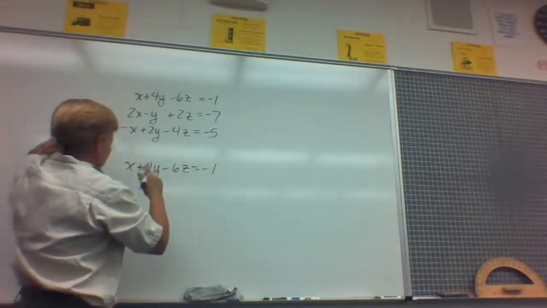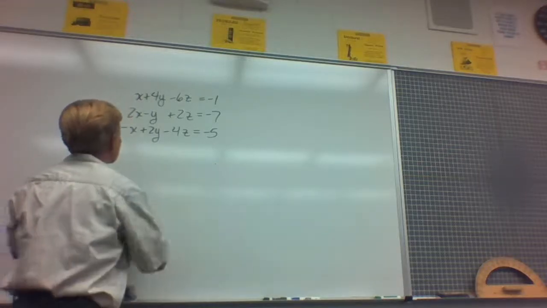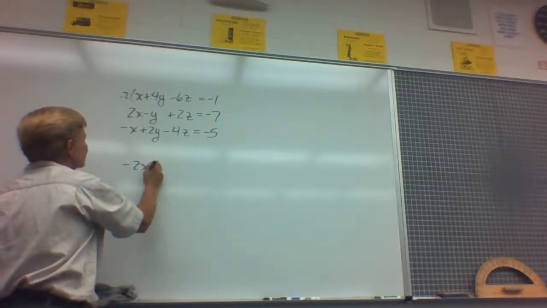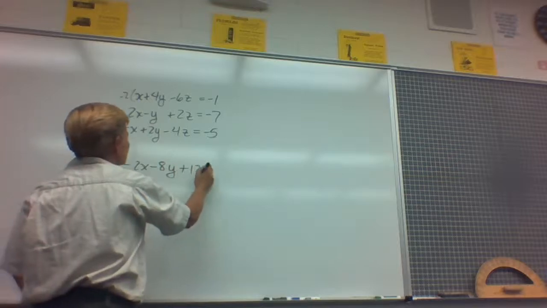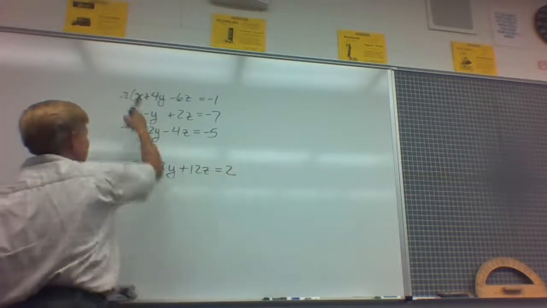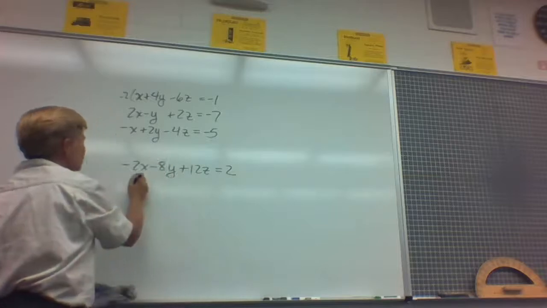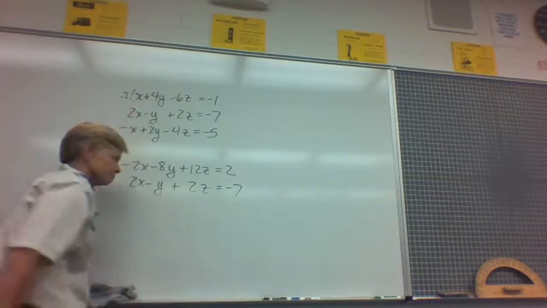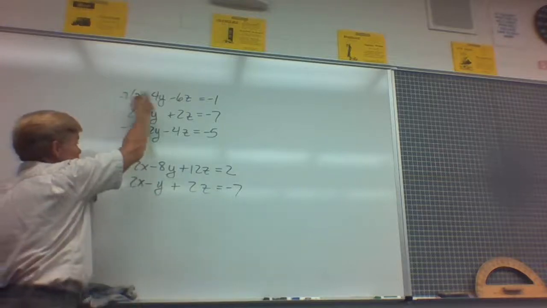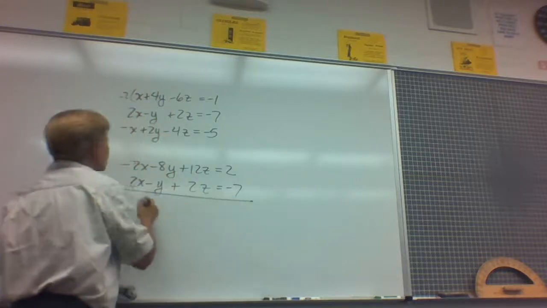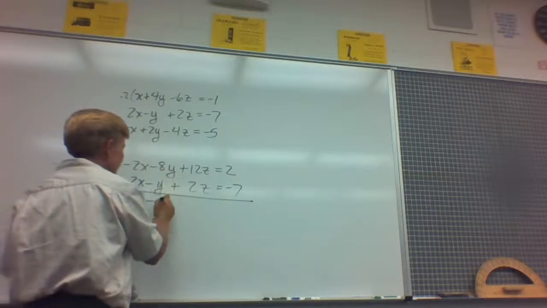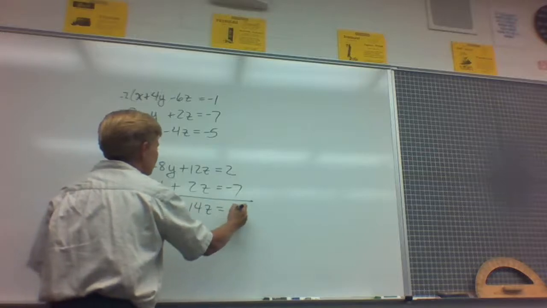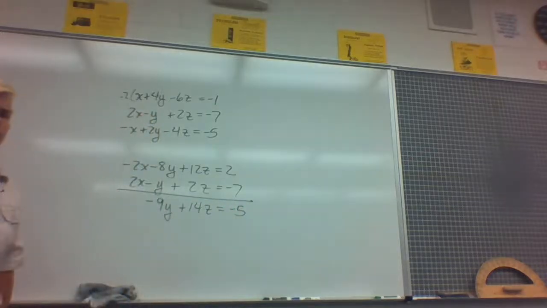And I'm going, oh, no, that one should have been doubled. Sorry. I'm going to run a -2 through this one. Let me try that again. Should be -2x minus 8y plus 12z equals 2. That's running a negative through there. And then the one below it is 2x minus y plus 2z equals -7. And we designed it by running that 2 through, finally doing it right, so that these would add out. So I'm going to get -9y plus 14z equals -5. Do y'all see that?